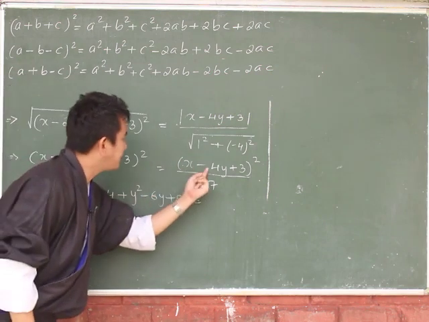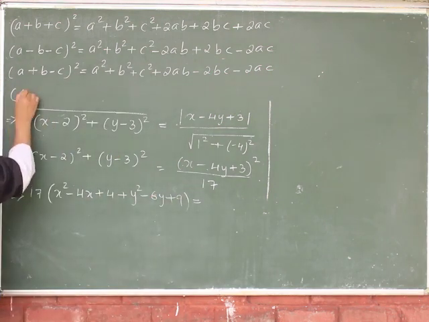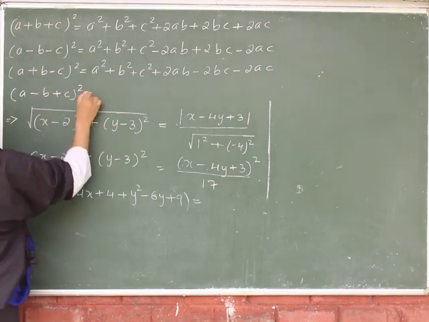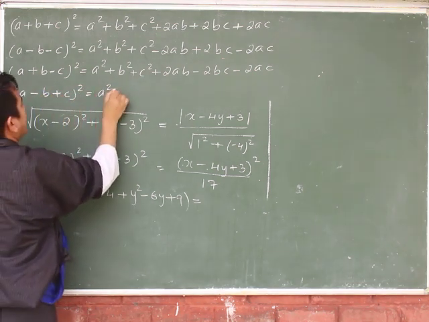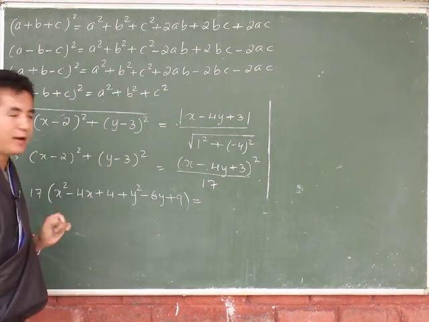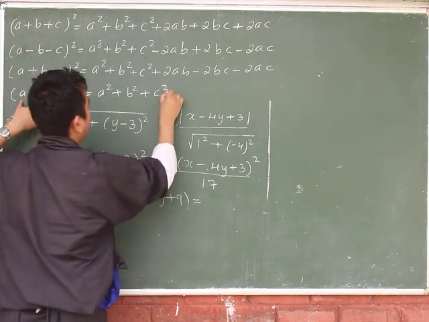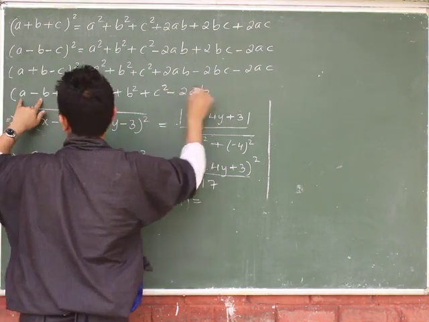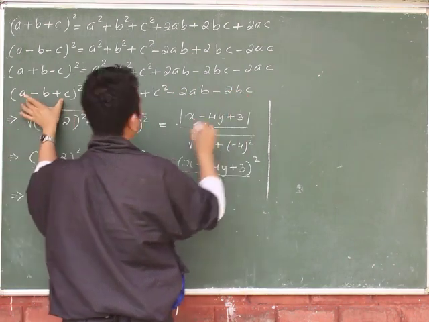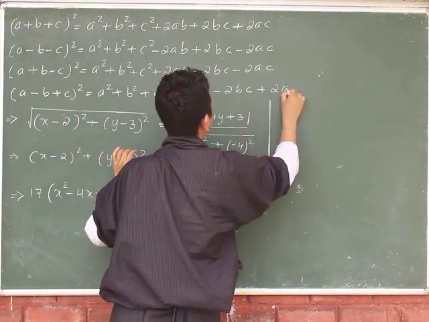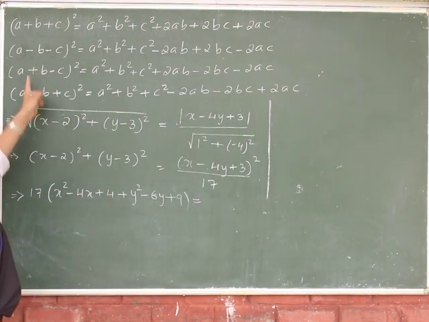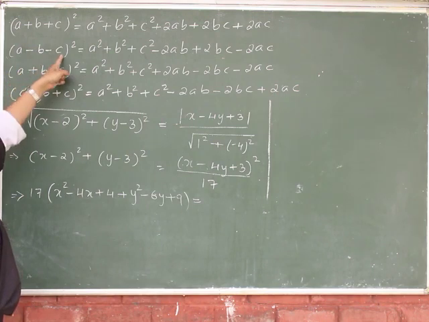Now finally, of this form, we have (a - b + c)². It is a² + b² + c², then minus 2ab, minus 2bc, and at last plus 2ac. Now this is the formula for (a + b + c)² and (a - b - c)².